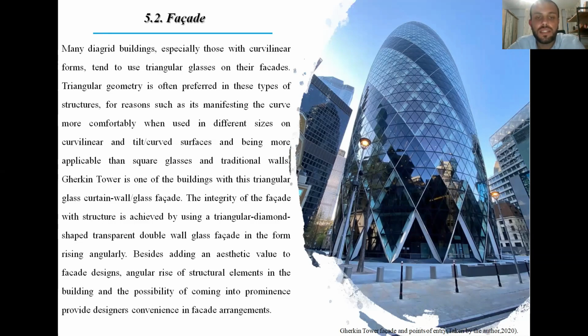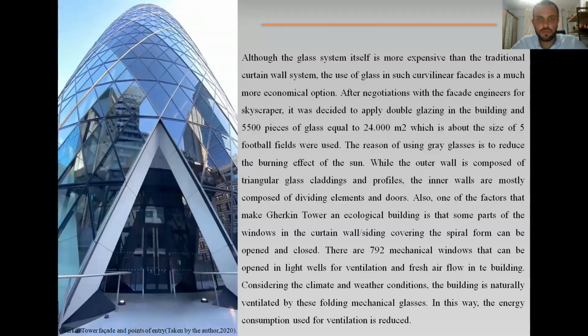The integrity of the facade with the structure is achieved by using a triangular, diamond-shaped, transparent double-wall glass facade in the form of a rising angle. Although the glass system itself is more expensive than the traditional curtain wall system, the use of glass in such curvilinear facades is a much more economical option.